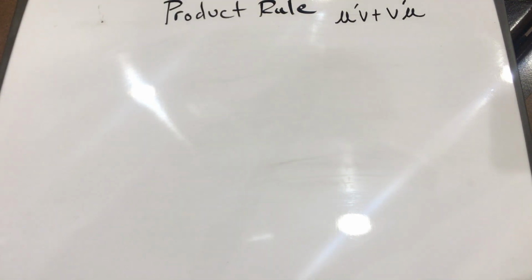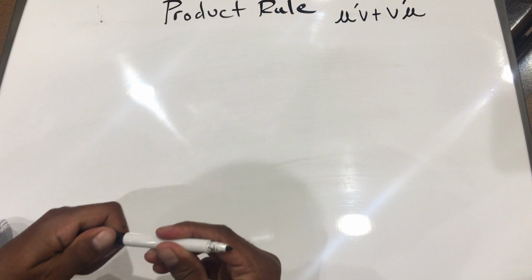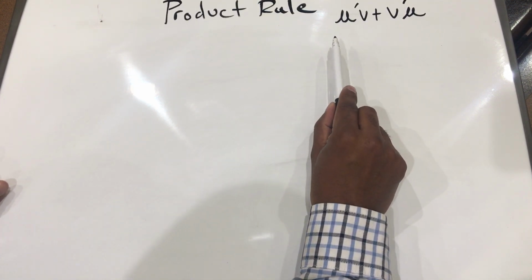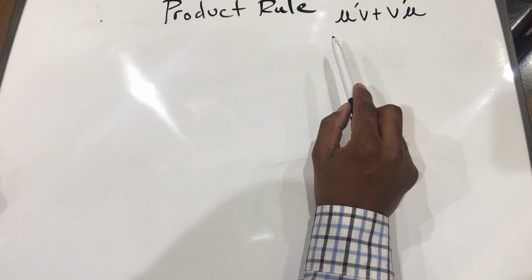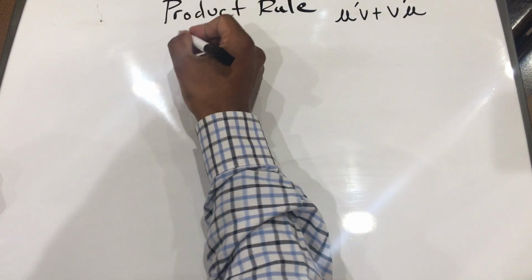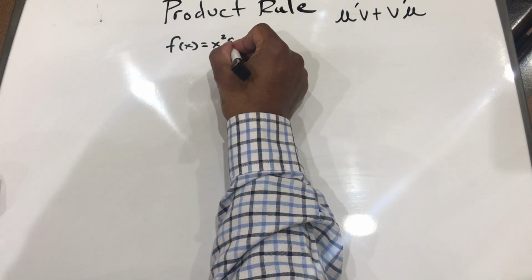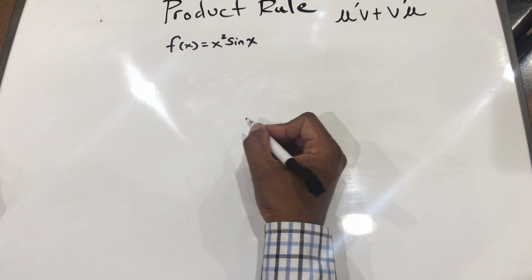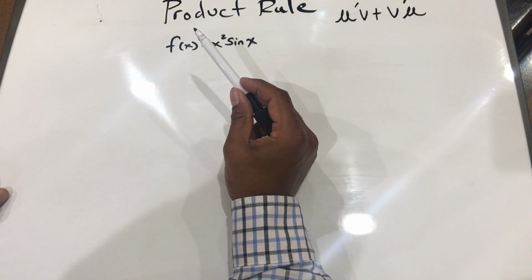So hello everyone. Today we're going to talk about the product rule, and I've stated the product rule up here to your right. So it starts off with u prime v plus v prime u, and it applies to problems that have this form. So in this particular case, you want to identify what is the u and what is the v.